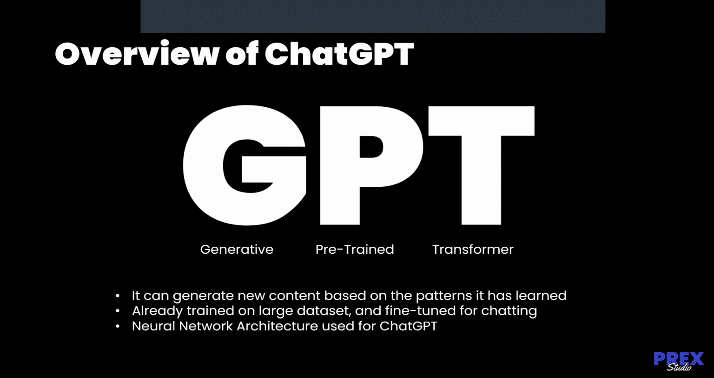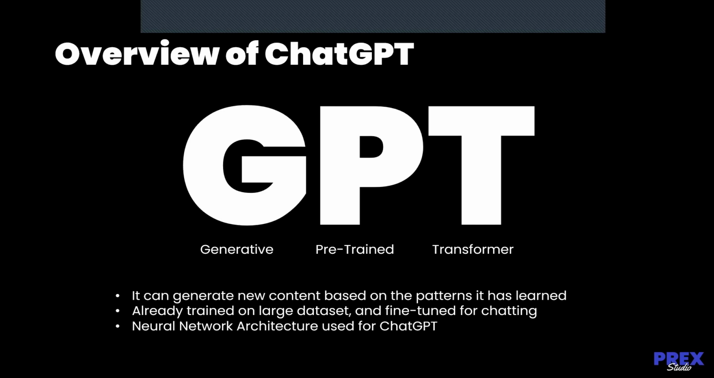Why generative? Can they be other kinds of models? Of course, they could be like probabilistic models. They could be predictive models. But it is generative because it creates original content. It is called pre-trained because it is already trained on millions and millions of documents, and it is fine-tuned for chatting. So for the best results, the best way to use this application is as a chat interface.